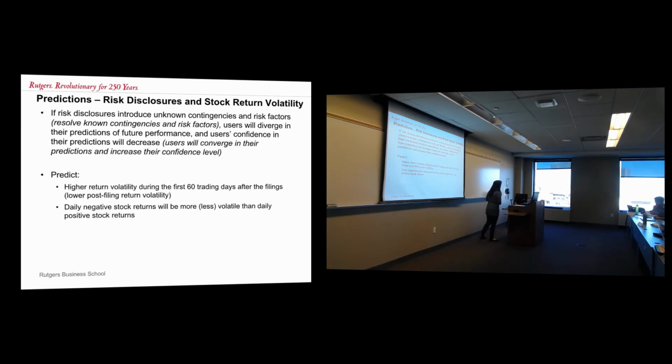So they predict that there will be higher return volatility during the first 60 days of trading after the filings, and then the opposite is predicted for the convergence argument, that there's going to be lower post-filing return volatility. Then they also look at the impact of negative stock returns, the ratio of negative stock returns to positive stock returns, because they expect these to be more volatile.